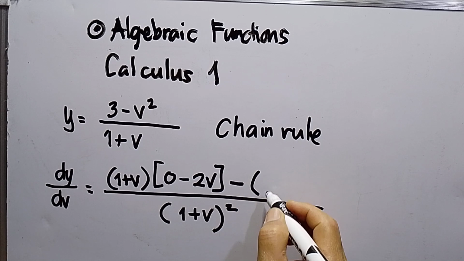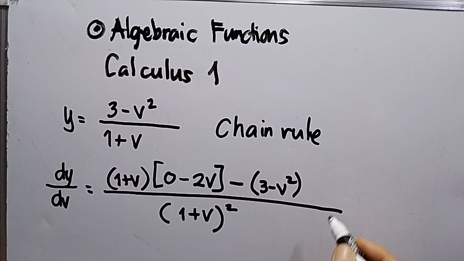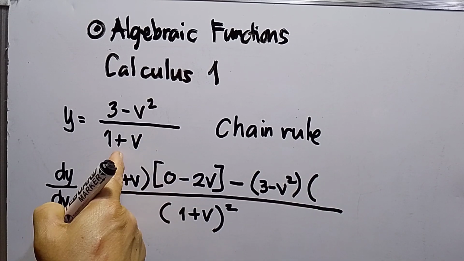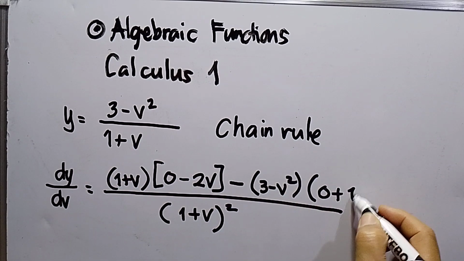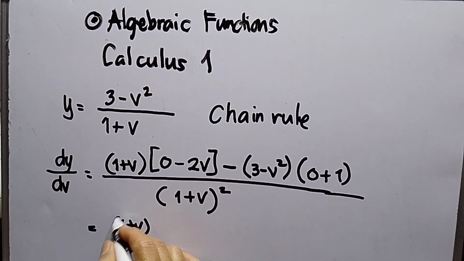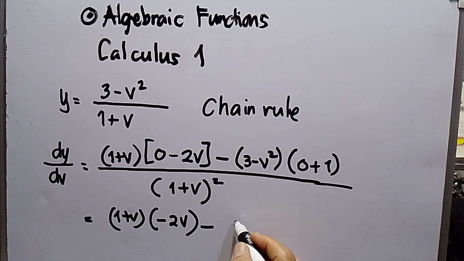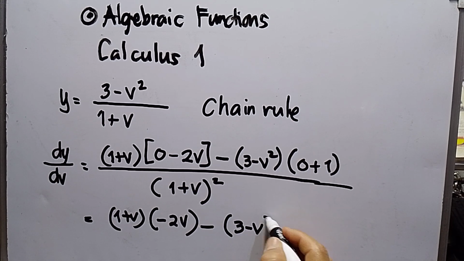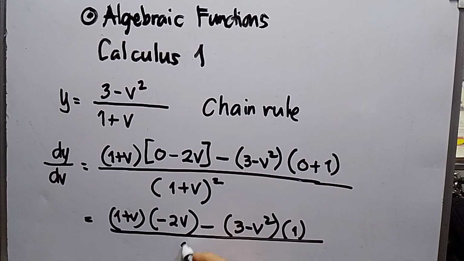So I need to put circle brackets, 3 minus v squared, times the derivative of the denominator. So the derivative of the denominator will be 0 plus 1. Okay, so this will be 1 plus v. Then this will be minus 2v. Then this will be minus 3 minus v squared. 0 plus 1 is 1. All over 1 plus v squared.